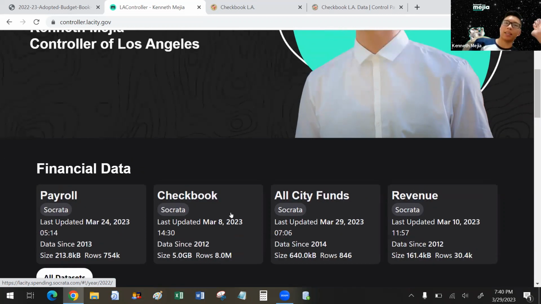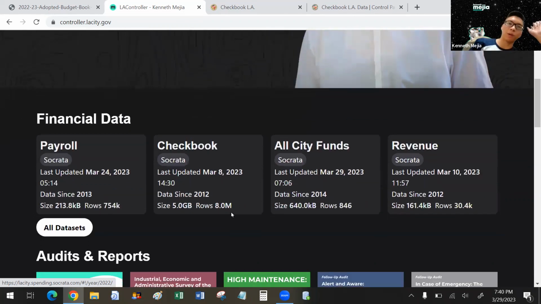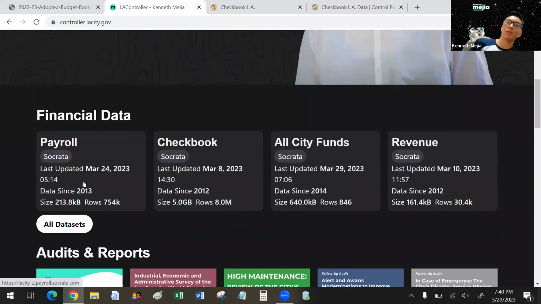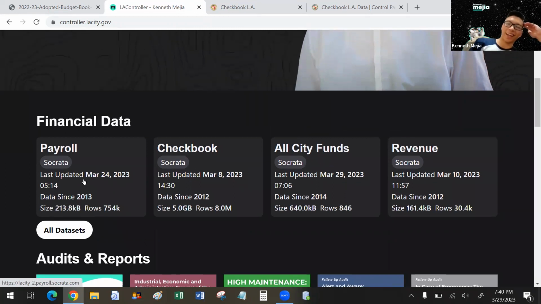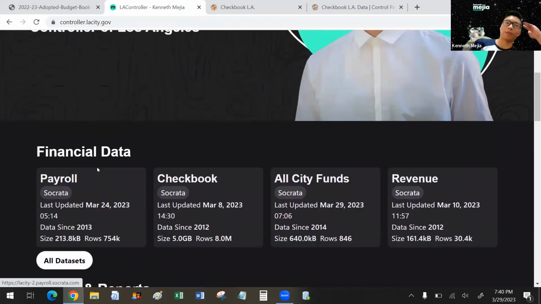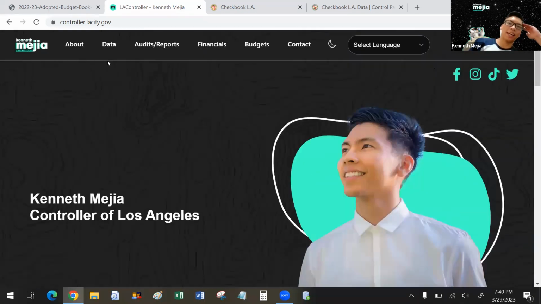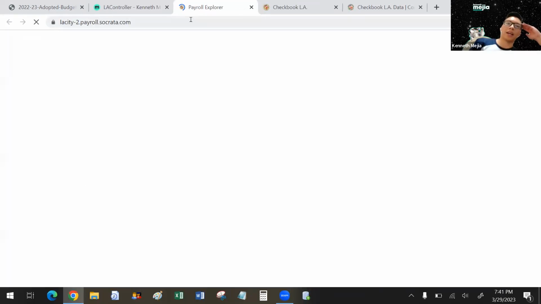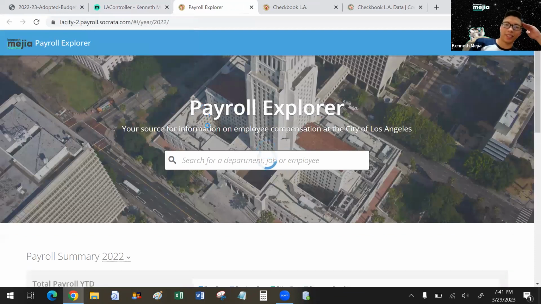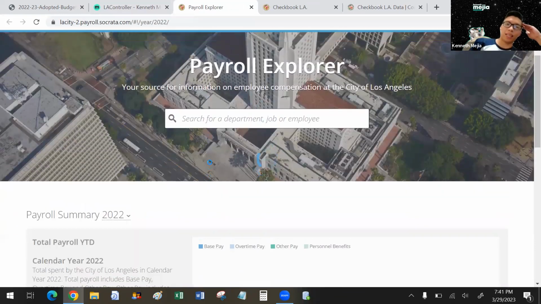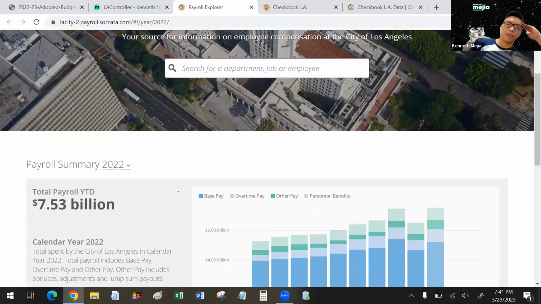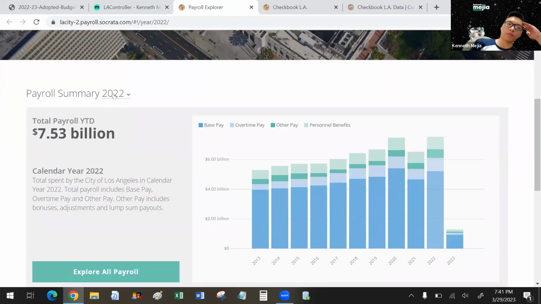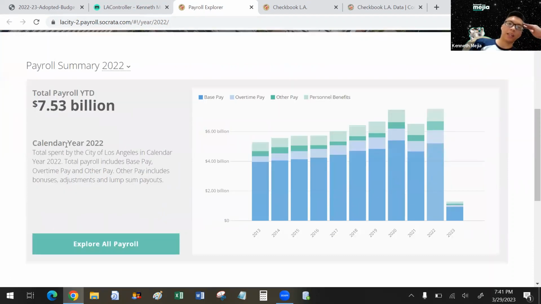We have 20 minutes, so I could do one more bonus feature of our website, and let's do payroll. Everyone wants to know how much the departments make, and I will use a few minutes to talk about the payroll website. If you visit controller.lacity.gov and go down to payroll, you can see how much money we're spending on payroll. Same thing, there's a search function here. If you wanted to know how much money we're spending in total for the 2022 calendar year, we spent $7.5 billion.